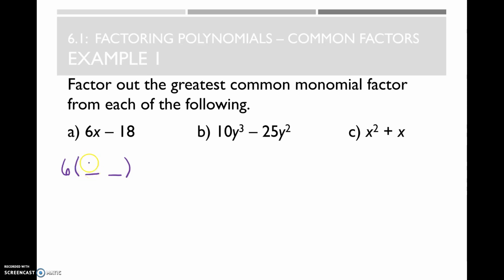6 times what would give us 6x? X. 6 times what would give us negative 18? Negative 3. So our factored form is 6 times the quantity x minus 3. Once you decide that the greatest common factor is 6, you can put a little divided by 6 underneath each term to help you visually see what you're doing. But basically, we are undoing the distributive property. You can check yourself by doing 6 times x is 6x. 6 times negative 3 is negative 18.